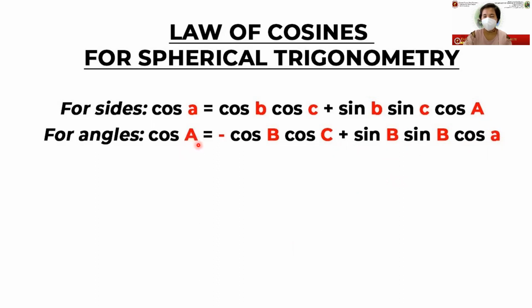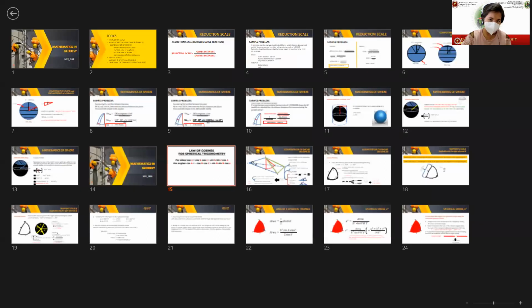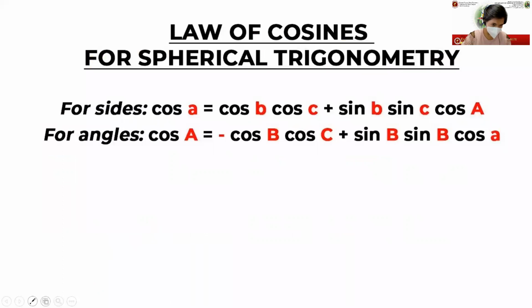Cosine of the side opposite to this angle here. Before we proceed to the application and problem solving using the law of cosine, we are going to derive first how this formula was made, from the plane trigonometry. In plane trigonometry, there is a law of cosine.